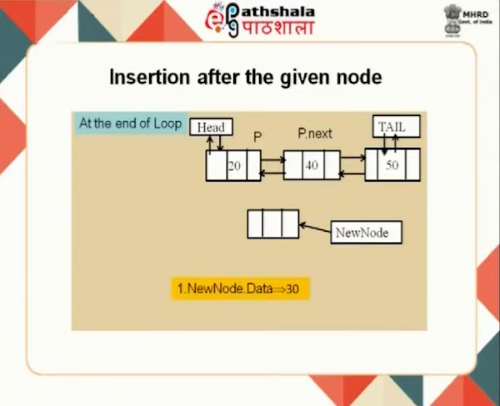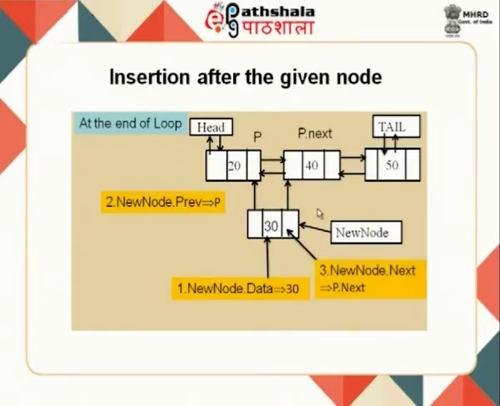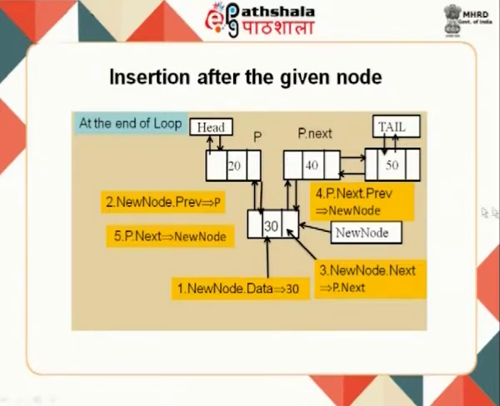Okay. So, new node is 30. New node dot previous is equal to p, new node dot next is p dot next, and then we want to add after this. So now p dot next dot previous is new node, and this has to be done before the next step. What is the next step? P dot next is equal to new node. These two have to be done in this particular order, which I already told you before.